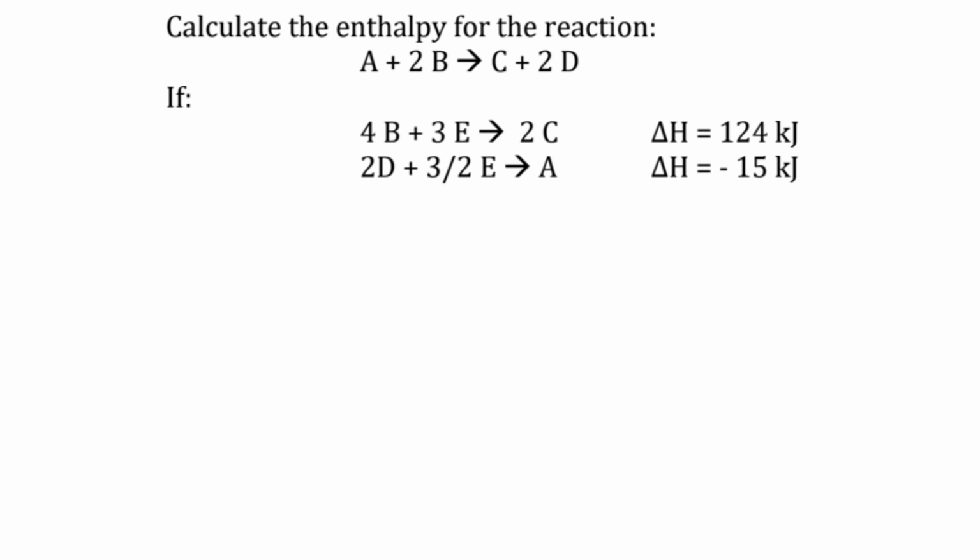So looking at this, we know we have to keep our first reaction in the same place. But notice I have 4B and 2C, and the final I only have 2B and C. So that means I'm going to multiply all of this right here by a half. That means my delta H gets divided by 2. Okay, so I'm going to write this down so we can see what it looks like. So I probably should have done it this way, but it's okay. So it's going to be 2B, because 4 times a half, plus 3 halves E produces C. Then my delta H is going to be 62 kilojoules.